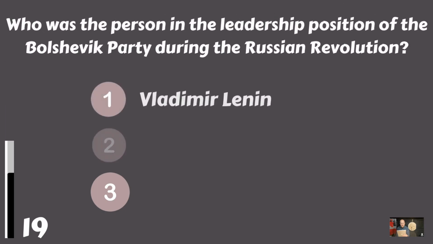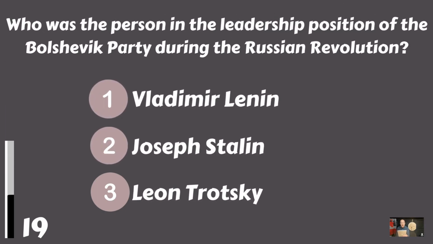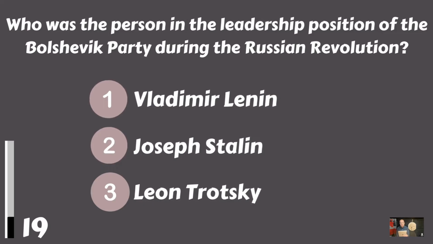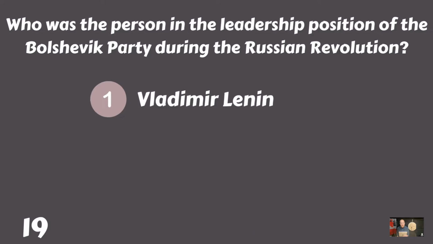Who was the person in the leadership position of the Bolshevik Party during the Russian Revolution? Was it Vladimir Lenin? Was it Joseph Stalin? Or was it Leon Trotsky? In that leadership position, it was Vladimir Lenin.